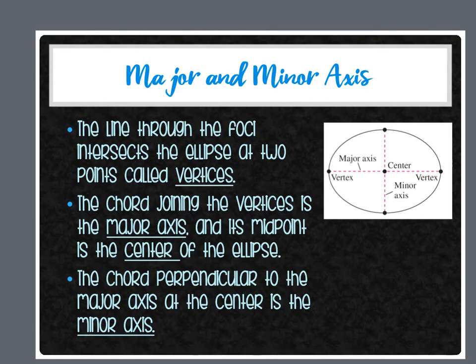So the foci and the vertices lie along the major axis. And then the other two endpoints, these are called co-vertices. So you've got the vertex. The foci would be along this line, which is your major axis, and then the co-vertices lie along the shorter line, which is your minor axis.